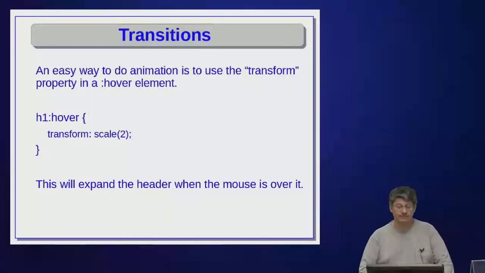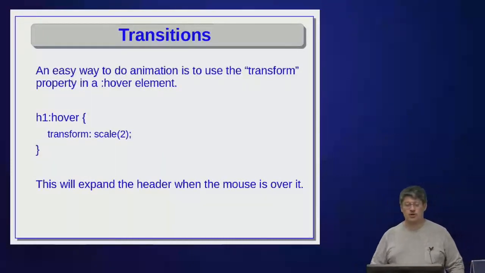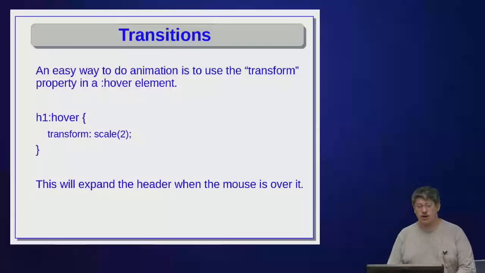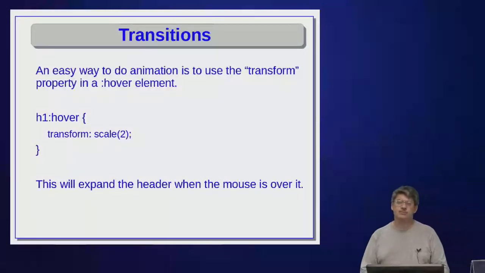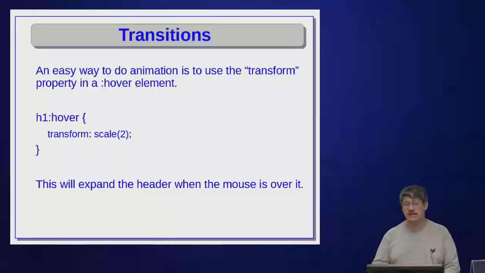So that's really cool. We can also do what are called transitions, and this is a way that we can actually have an animation. So one way to do that is to use the transform property inside a hover element. Remember, there's a special selector that we talked about for links in a previous lecture. We said we could do like a:hover, and that rule would apply to an a tag, a link, when the mouse was hovering over it. Well, it turns out with CSS3, you can apply :hover to other things, including an h1 tag.